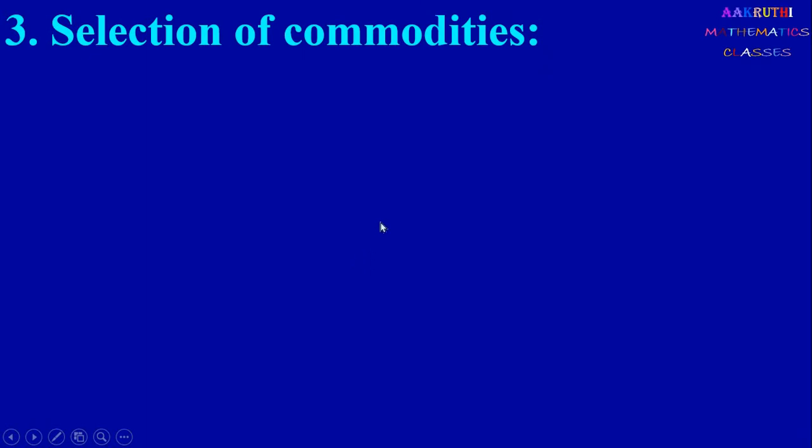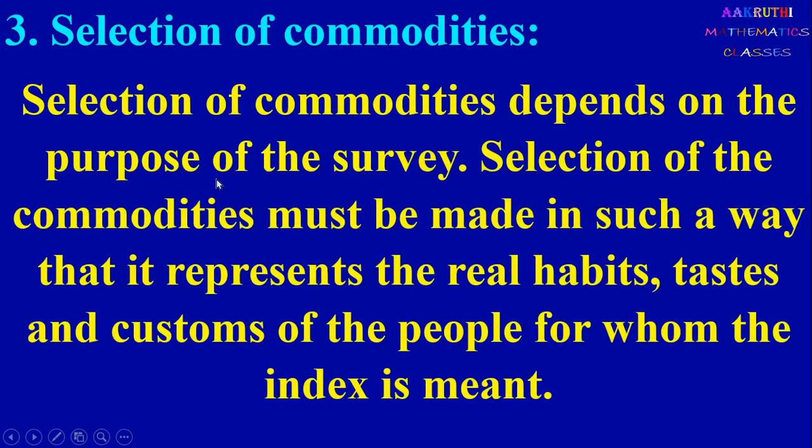So next one, it is selection of commodities. Selection of commodities depends on the purpose of the survey. Selection of the commodities must be made in such a way that it represents the real habits, tastes and customs of the people for whom the index number is meant.